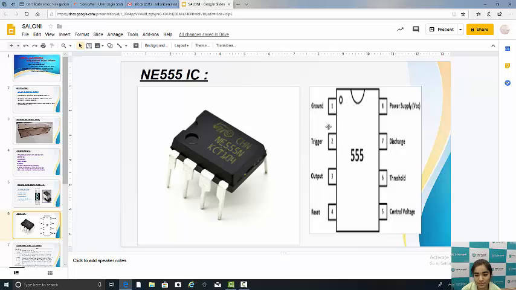Now let's see which are the pins there. So there are 8 pins. One is ground, second is trigger, third is output, fourth one is reset, fifth is for controlling voltage, sixth is for threshold, seventh is for discharge, and eighth is for power supply. Now let's see how the pins work.